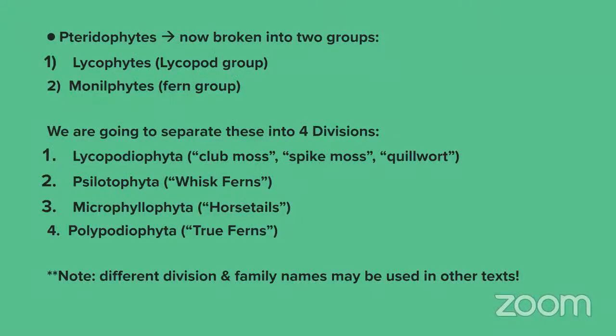Okay, so we're gonna break down our pteridophytes into further groupings. So two big groups that we'll think about are our lycophytes, or the lycopod group, versus the monophytes, or our fern group. So we're gonna see that the lycopods look really different. And then the fern group, the monophytes, are gonna look more like actual ferns, okay? So we're gonna kind of step through them.